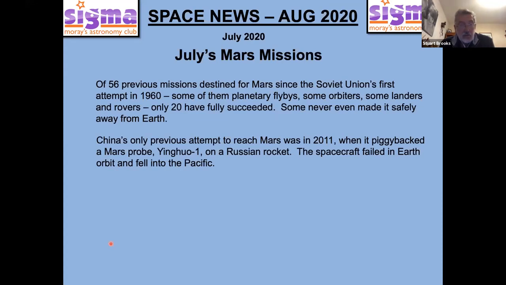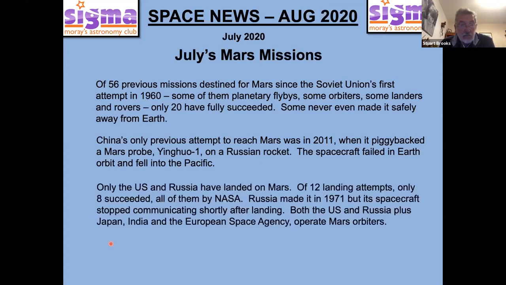As we mentioned before, China's only previous attempt to reach Mars was in 2011, when it piggybacked a Mars probe, Yinghuo-1, on a Russian rocket. The spacecraft failed in Earth orbit and fell into the Pacific. Only the US and Russia have landed on Mars. Of 12 landing attempts, only 8 succeeded, all of them by NASA. Russia made it in 1971, but its spacecraft stopped communicating shortly after landing. Both the US and Russia, plus Japan, India, and the European Space Agency, operate Mars orbiters.